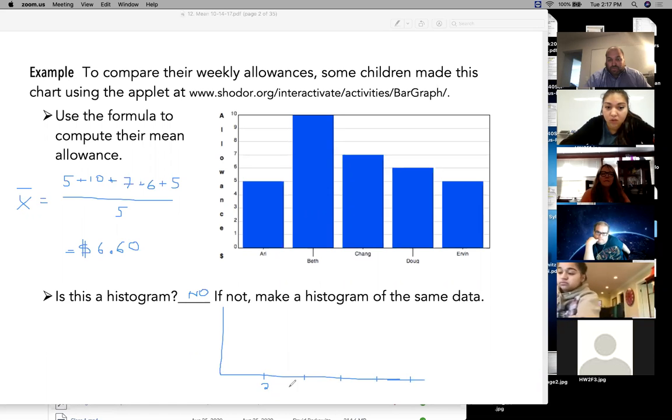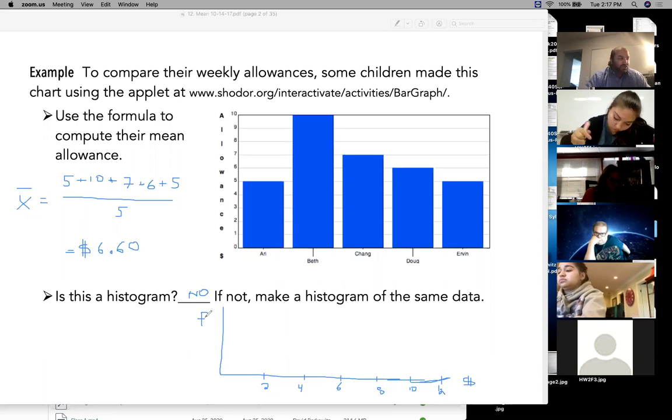Okay, so 2s. So 0 to 2, 2 to 4, 4 to 6, 6 to 8, 8 to 10, and let's throw in 10 to 12. So this is the allowance, and the vertical axis is always either a frequency or a relative frequency. So how many allowances fall between 0 and 2?